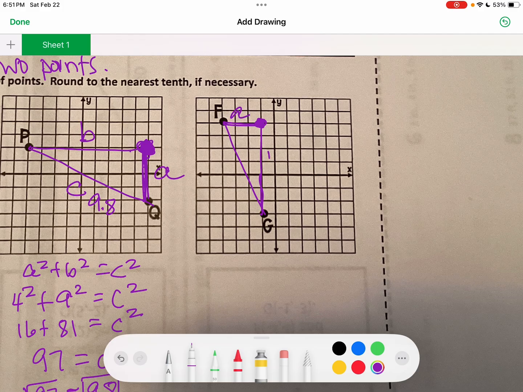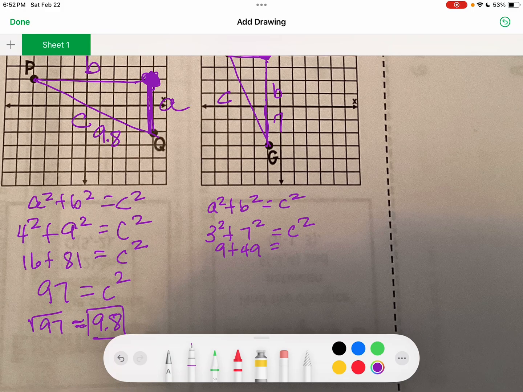This time I'm going to call this side A, this side's going to be B, and this side is going to be C. So we're going to have A squared plus B squared equals C squared. Y'all just thought you were done with the Pythagorean theorem. Just kidding. Okay, so then I'm going to count. That's going to be 3. And then when I count this side, I get 7, I believe. 1, 2, 3, 4, 5, 6, 7. So we're going to plug that in. I'm going to do 3 squared plus 7 squared equals C squared. 9 plus 49 is going to give me 58 equals C squared.